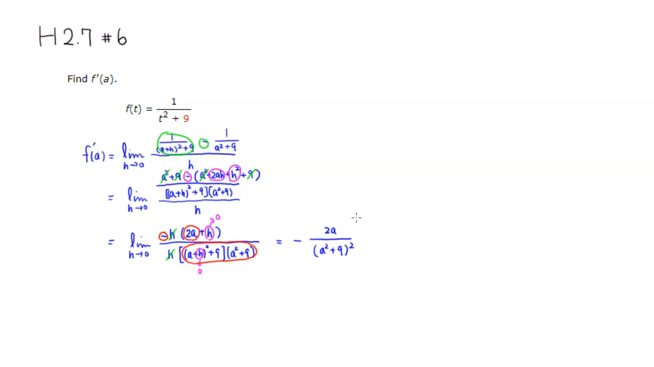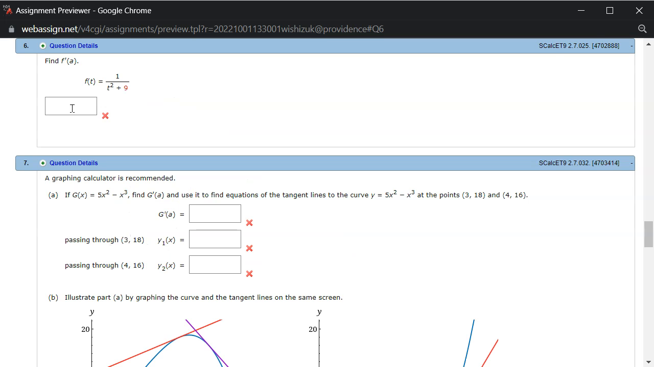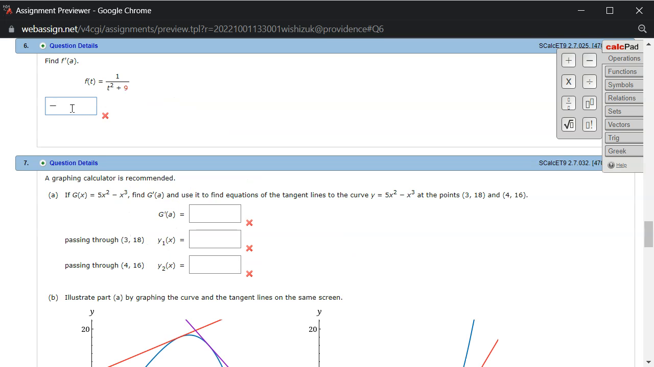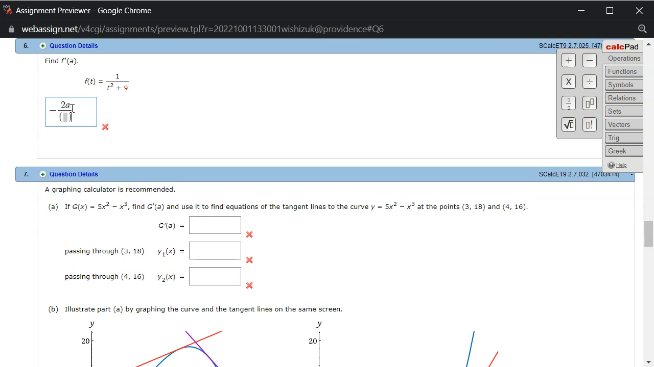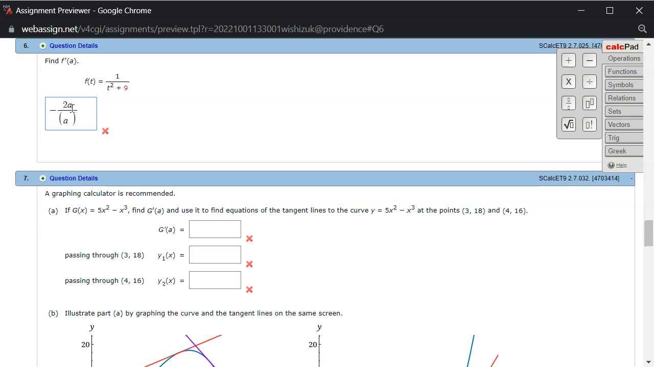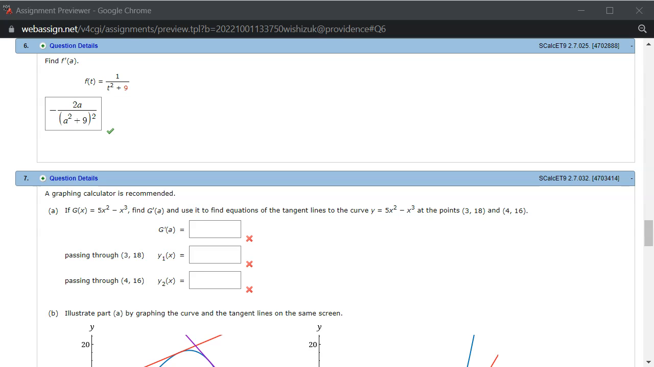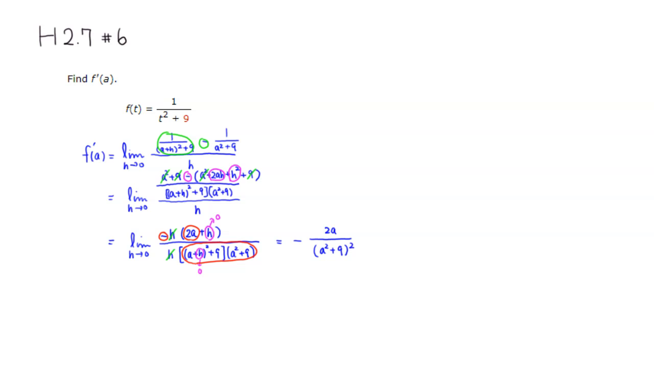All right, let's type it in. We got negative 2a over the quantity a squared plus 9, squared. Let's check the answer. I came back and it looks like we got this one correct. That's it. I hope that this was clear.